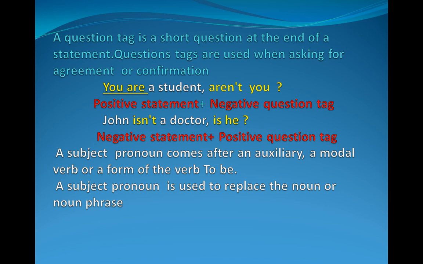For example, you are a student, aren't you? So, you are a student is a positive or affirmative statement. But I want to be sure about what I have said. So, I put a question. Aren't you? So this is called a negative question tag. I want to be sure that you are a student. So that's why I am using that question tag.